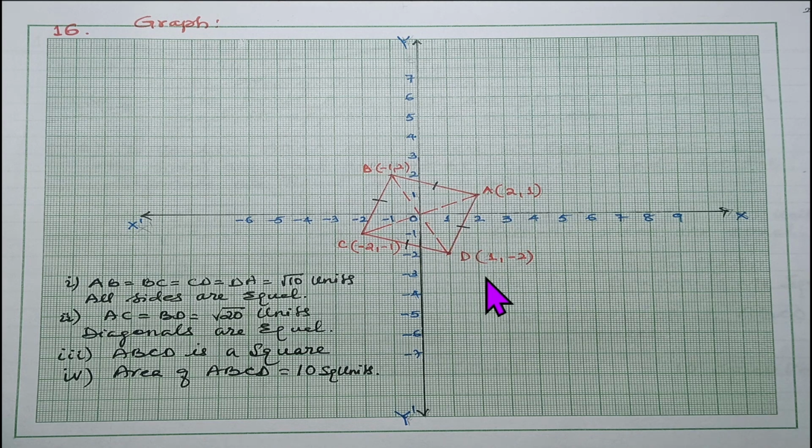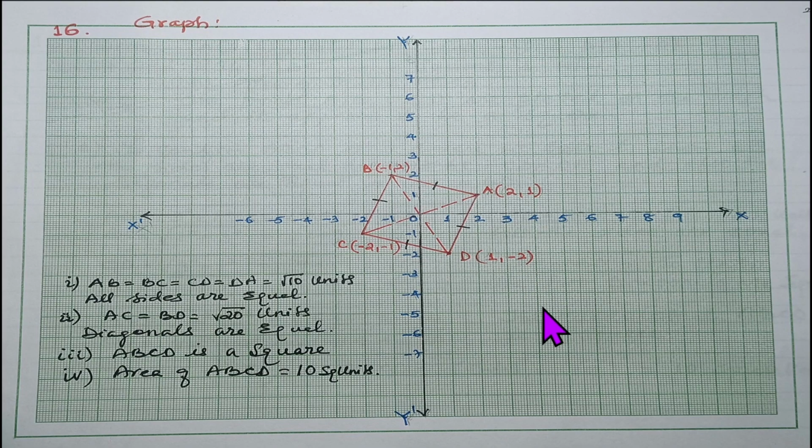Yes, it appears to be a square, but we have to verify or confirm whether it is a square or not. To confirm whether ABCD is a square, the method is very simple. Find the distances AB, BC, CD and DA. If all the four sides are equal, it can be a square or it can be a rhombus. We do not know.